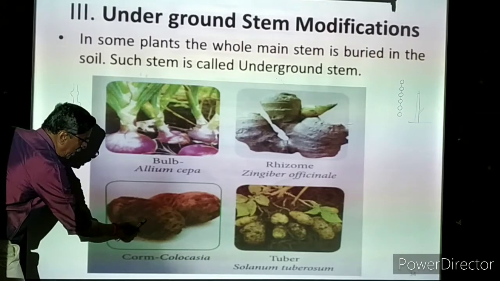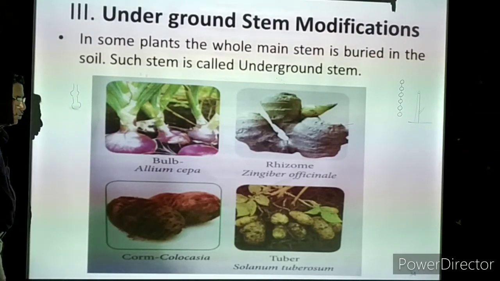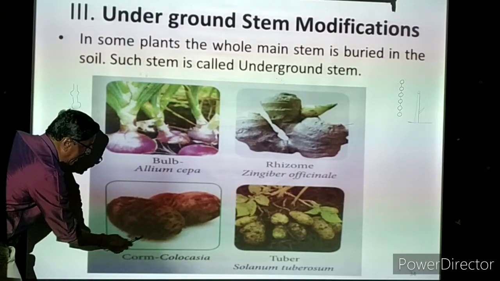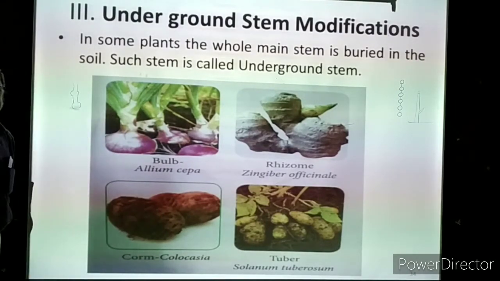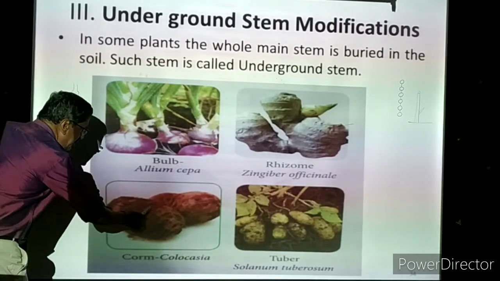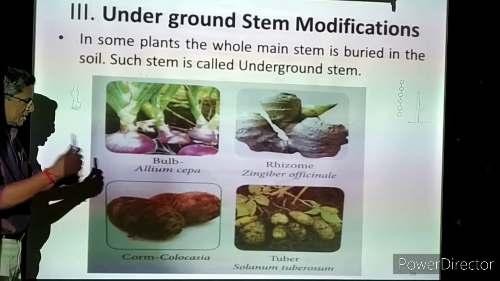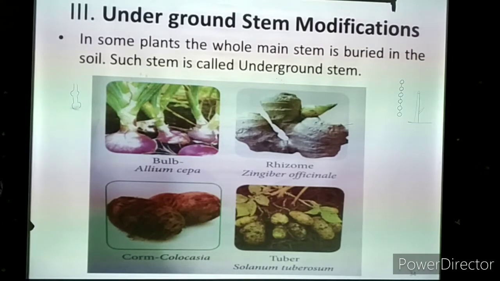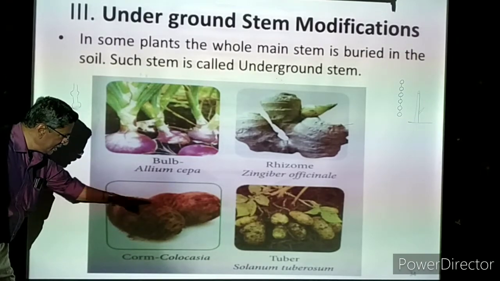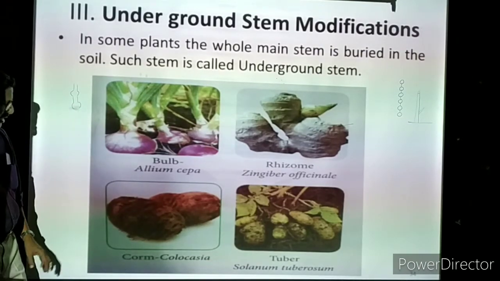This is called a rhizome. It is also having nodes and internodes. Wherever the nodes are present, axillary buds will be there, maybe 5, 6, 7, sometimes even 10. But in this one, what is normally seen in the vegetable shop, if you take it, will be somewhat cylindrical in nature.